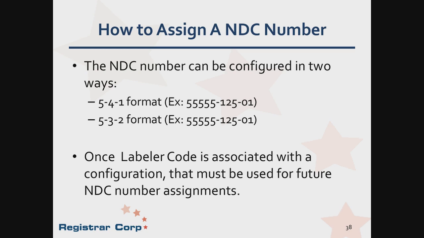The 5-3-2 format is great for companies who do not have a lot of different products that require separate product codes, but have many different package types or quantities of its products that will benefit from having more combinations for the package code component of the NDC number. Note that once a labeler code has been associated with a configuration, that configuration will be required for future NDC numbers.